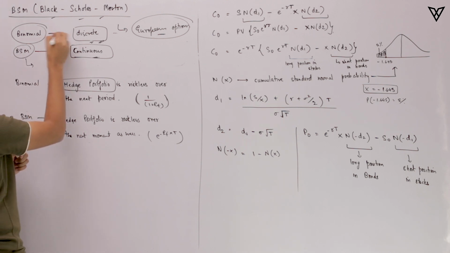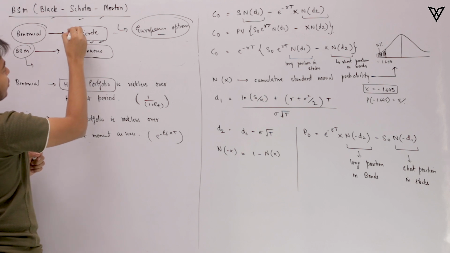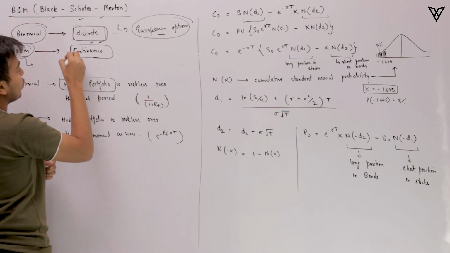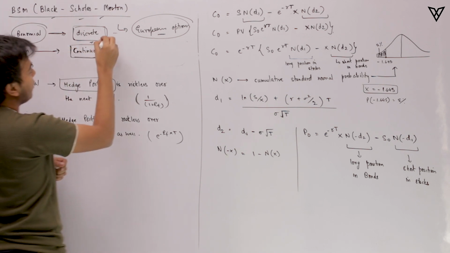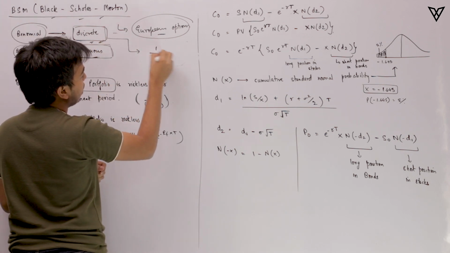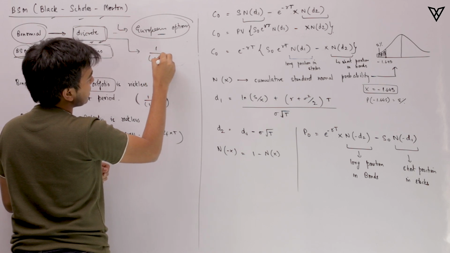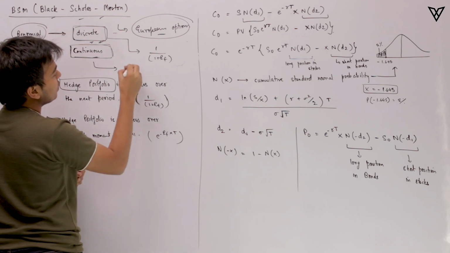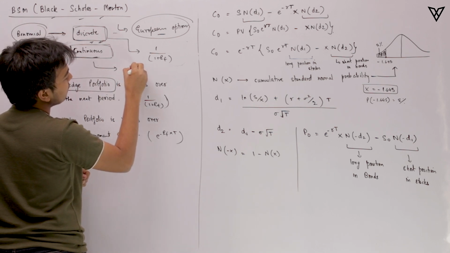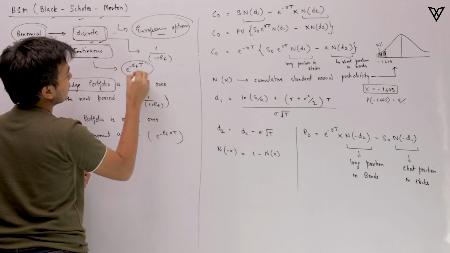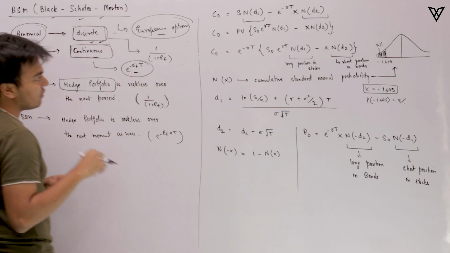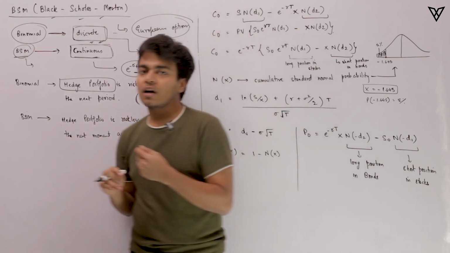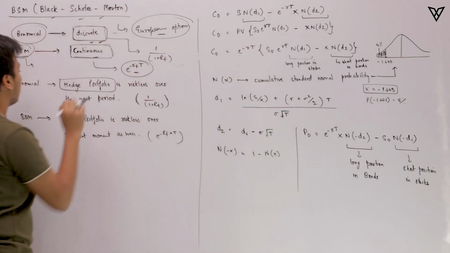So for example, in the binomial model, the time period that we had was discrete. But in the BSM model, the time period is going to be continuous. Whenever we use a discrete time period, we discount things using 1 plus RF. But whenever we use a continuous time period, we discount things using e to the power minus RF into t. So in the BSM model, exactly that is how we'll be discounting things.